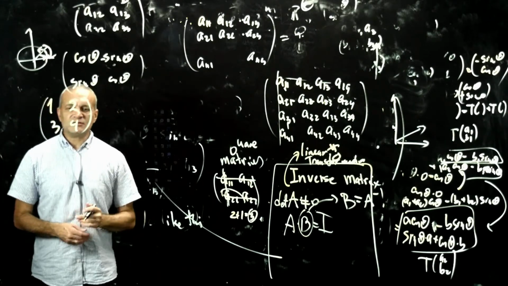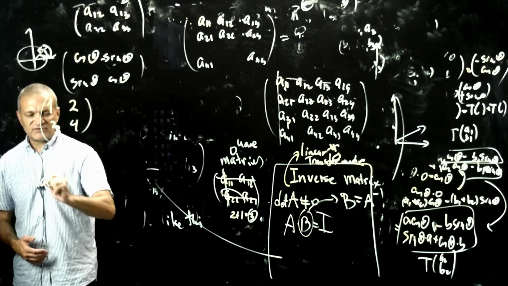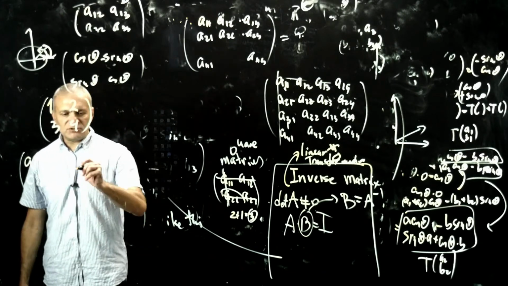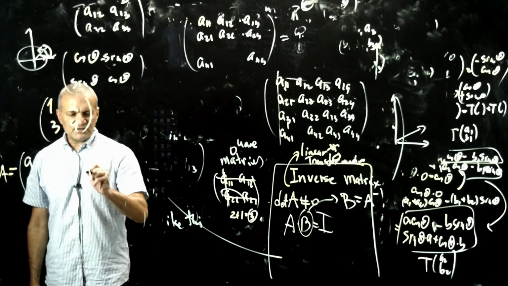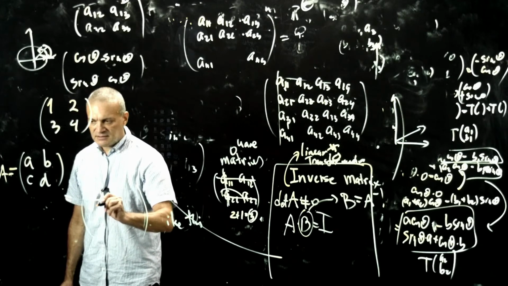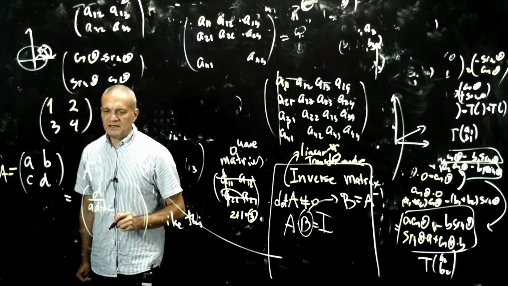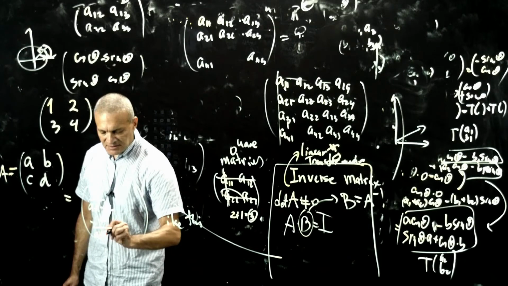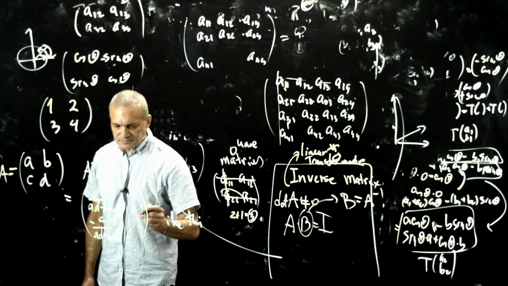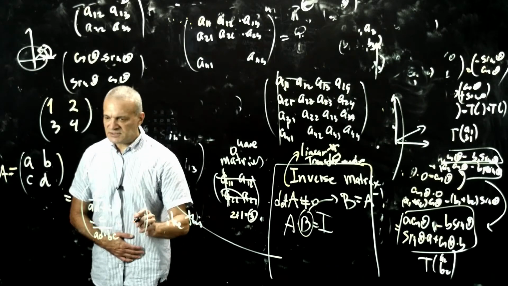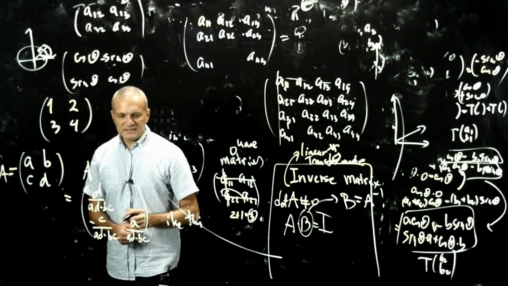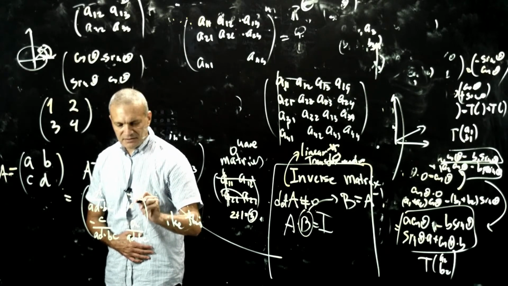Or in general, let's have a 2 by 2 matrix with entries A, B, C, D. What is going to be the inverse of the matrix A, B, C, D? The inverse is going to be: here D divided by AD minus BC, then minus C divided by AD minus BC, and here it is going to be minus B divided by AD minus BC, and A divided by AD minus BC.